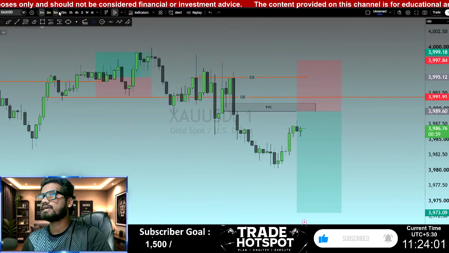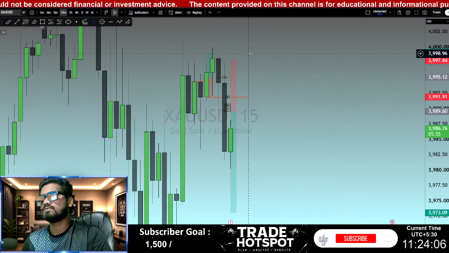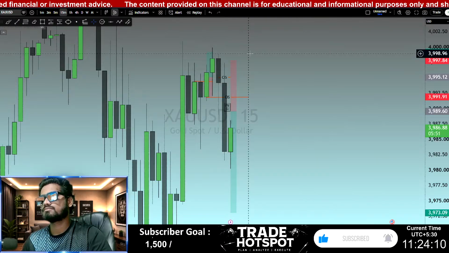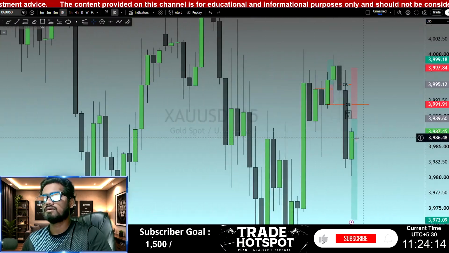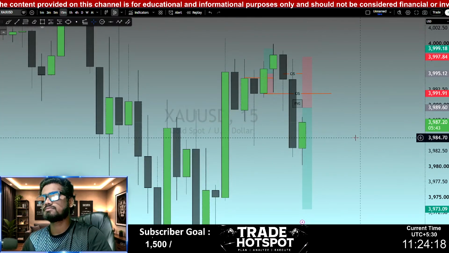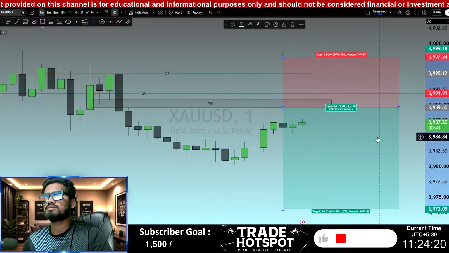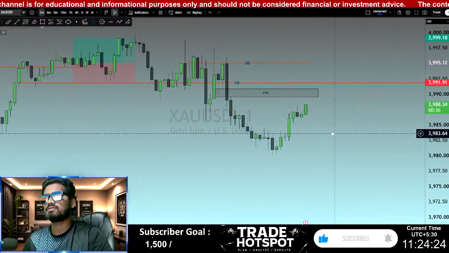On top side, there is no liquidity sweep, right, guys? So you can wait here for strong confirmation. What I'll do, I'll not enter here. I'll wait here, guys. Okay.